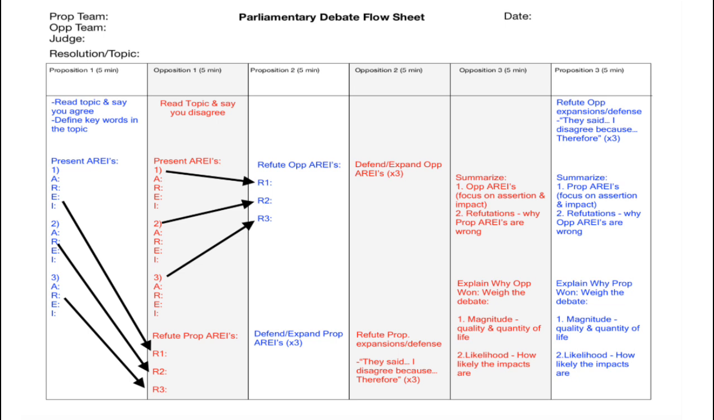It is much better to use abbreviations because the opponent only gets 5 minutes and you only get 5 minutes. This means that you should not be writing all the sentences and all the long words because it would take forever and you would miss out on a lot of crucial information that the opponent could be saying. We see the same thing applied to Op 1. You also write down the AREIs. You write some refutations if you have time to. And then Prop 2 and Op 2, you write the refutations and you write the defense, and you also talk about your expansions as well.